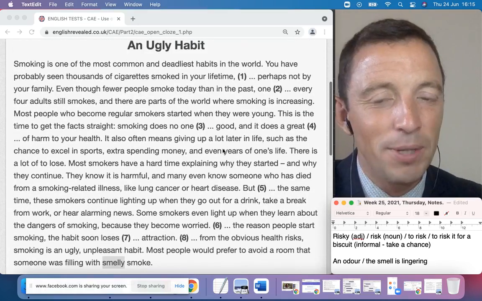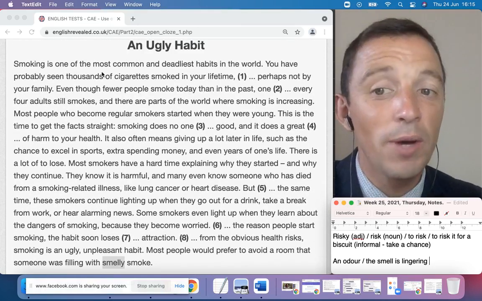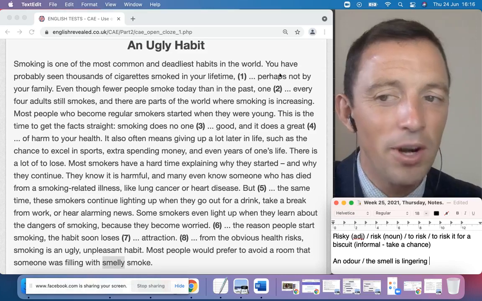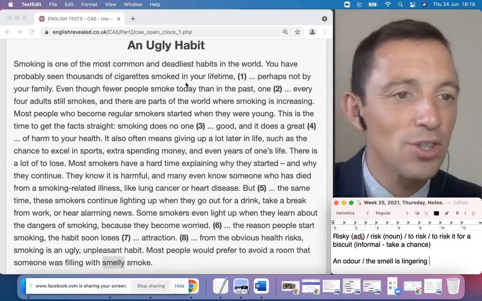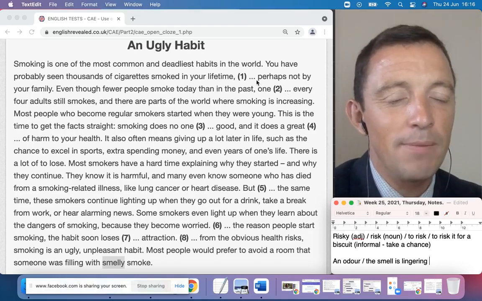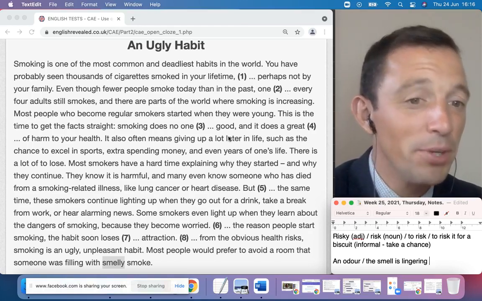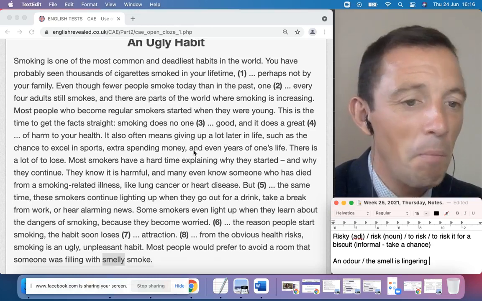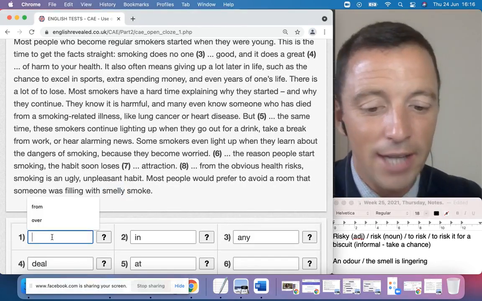Back to number 1, because we need to try and find the answer. Smoking is one of the most common and deadliest habits in the world. You have probably seen thousands of cigarettes smoked in your lifetime. Perhaps, maybe, however, but perhaps not by your family. I'm going to say but. I don't think it's correct.